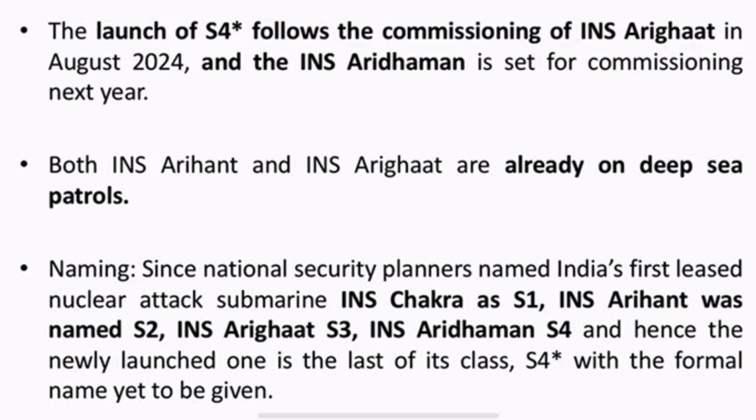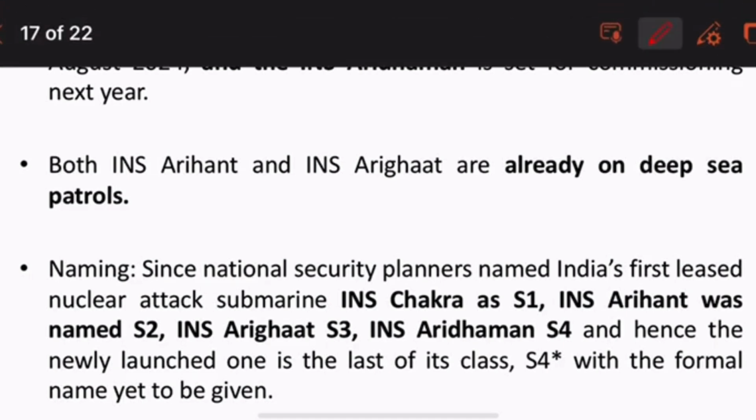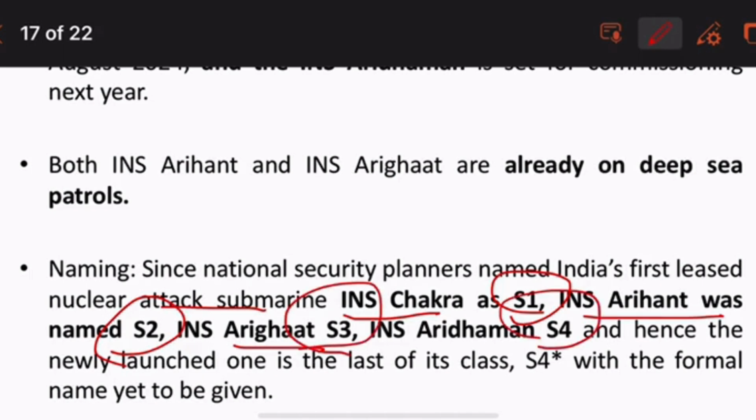National security planners named India's first leased nuclear attack submarine, INS Chakra, as S1, INS Arihant was S2, INS Arighat was S3, and INS Aridaman was S4. Hence the newly launched one is the last of its class, S4 star, with the formal name yet to be given.